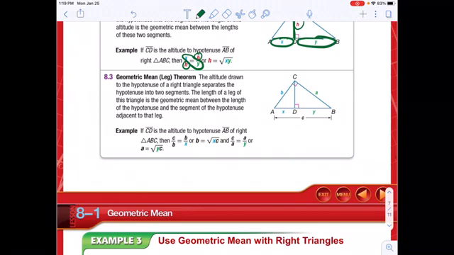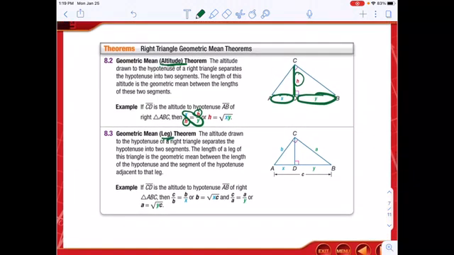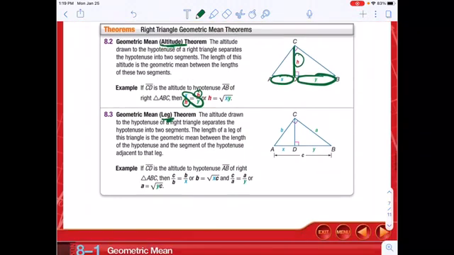And then we have the geometric mean leg theorem. So this is when we have an altitude. This is when we're looking at the legs. The altitude drawn to the hypotenuse of a right triangle separates the hypotenuse into two segments. The length of a leg of this triangle is the geometric mean between the length of the hypotenuse and the segment of the hypotenuse adjacent to that leg. So if CD is the altitude to hypotenuse AB at the right, then C over B equals B over X.